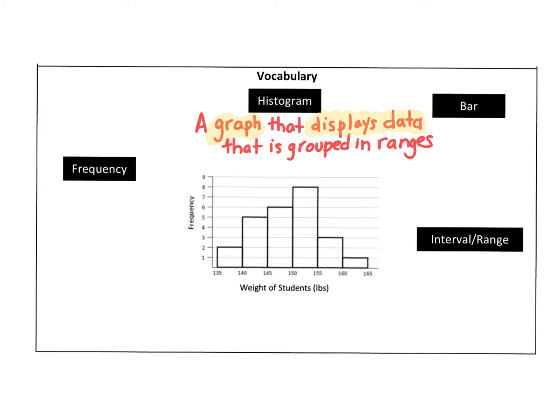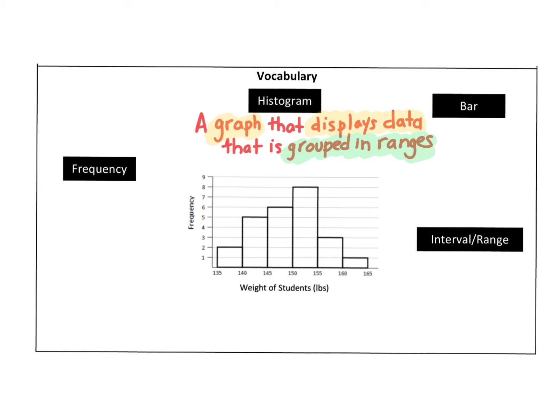We have some numbers, we have some data, we're going to put it into a graph. But the most important part, and if you want to use a different color, you can, it's grouped in ranges. And you saw that in the video, how these bars are stuck together, where on a regular bar graph, they're not stuck together, they're separate, okay? So go ahead and write that piece down. And then we'll talk about the next pieces. So a histogram is a graph that displays data that is grouped in ranges.